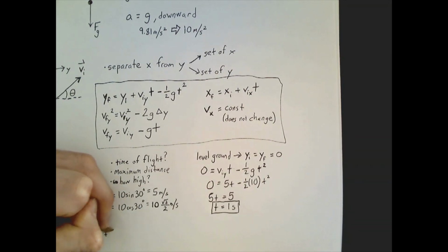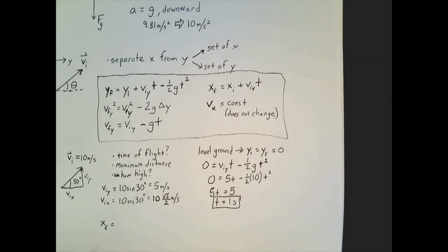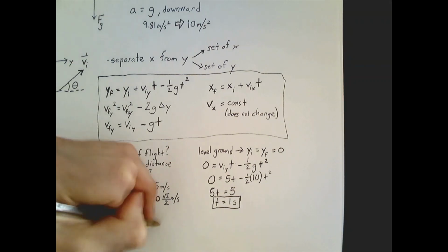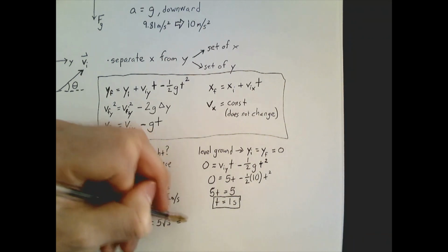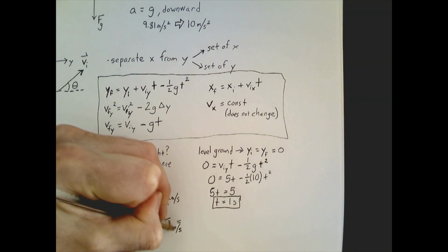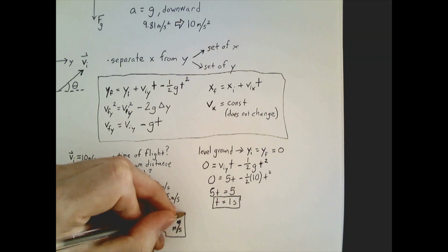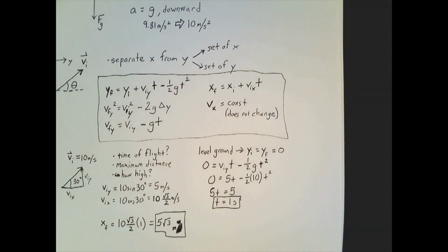X final is equal to, we can usually set our x initial equal to 0 as a reference point. We're going to get 10 root 3 over 2 times 1 second. 5 times root 3 is like 5 times 1.7. It's 8-ish. I'll leave it in root form so I don't have to embarrass myself with guessing what the decimal place is. So it's not meters per second, it's meters because it's a distance. So we now know how far it goes.